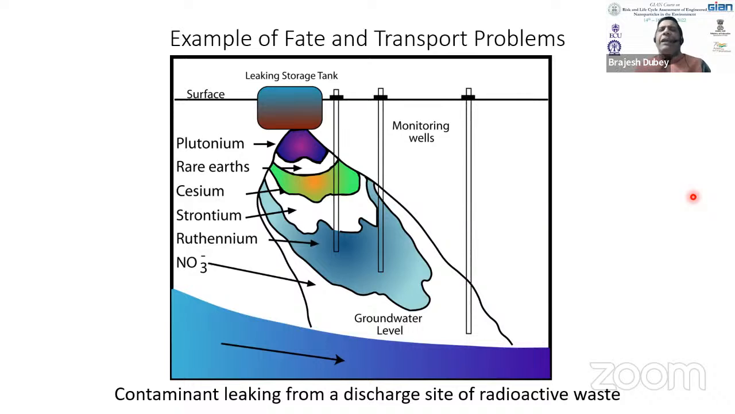So this is a leaking storage tank. This is radioactive waste. It could be nuclear, it could be environmental, nanoparticle-containing waste as well. But say if you have a leakage here, are we introducing this particular radioactive material on purpose?